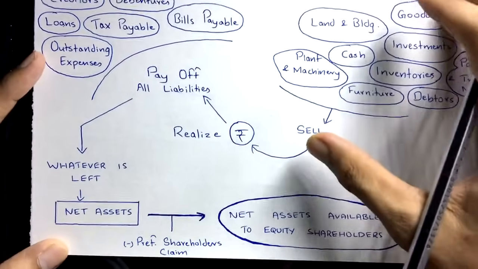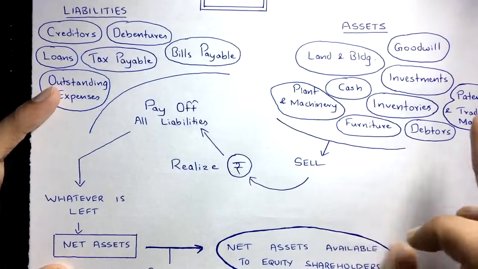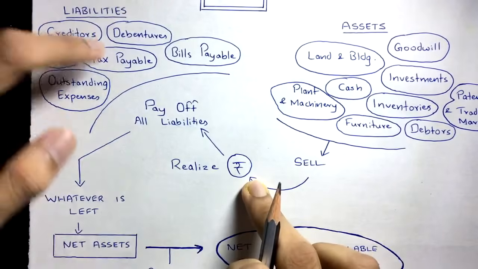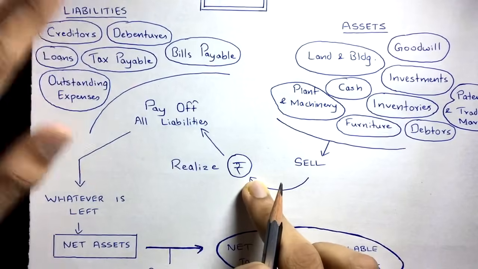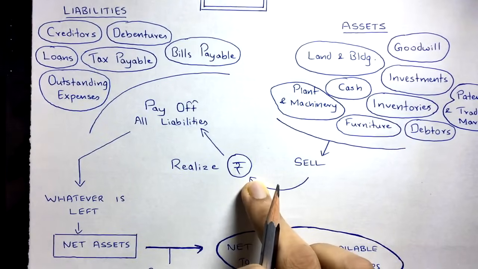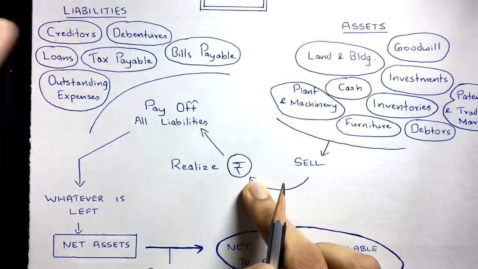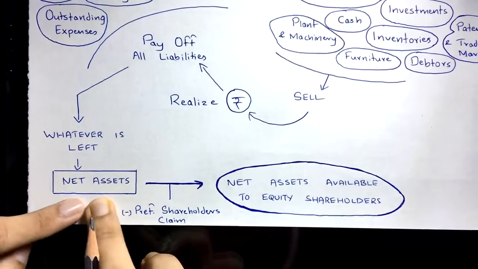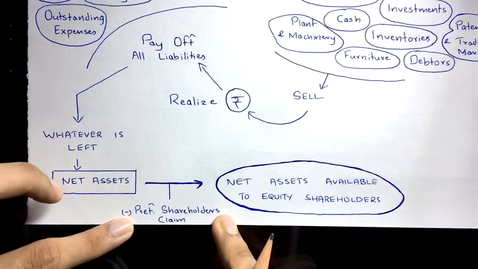You are going to find out the realizable value of assets, and you are going to take all the assets except fictitious assets. You are going to deduct all the liabilities, but not share capital, not reserves and surplus, because that is equity, that is not a liability. So all the liabilities you are going to deduct, and then whatever is left will be called net assets, but you need net assets available to equity shareholders, so you are going to deduct the preference shareholders' claim.